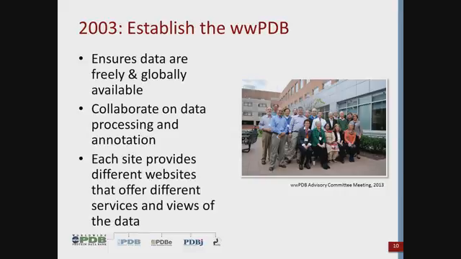We agreed that we would collaborate on all aspects of data processing and annotation and all the standards that were necessary for that to happen. And we also agreed that each person involved in the WWPDB could have different websites that have different services and different views of the data. So in that sense, it was more of a competition. So the members of the WWPDB are the RCSB PDB, which is in America, PDBe, which is in Hinxton in England, PDBj in Osaka, and BMRB, which is in Wisconsin.